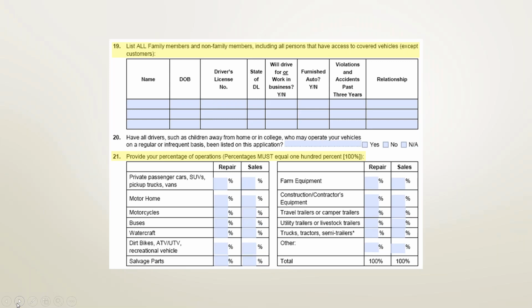And the last question on this page is asking for a percentage of operations, repair versus sales. It's also broken down by the type of auto. This is an important one that I need completed as accurately as possible because this is what I use to help underwrite. It's also going to help me determine which carriers I can go to. Some carriers are okay with repairing buses while others aren't.